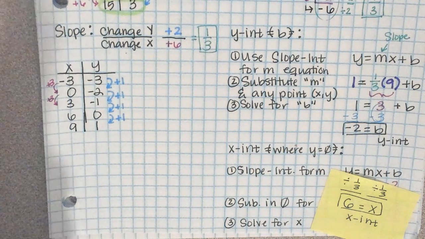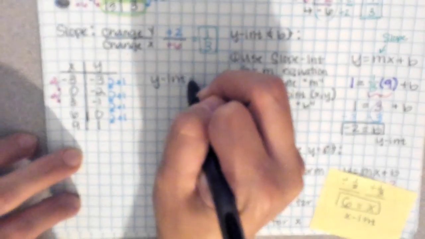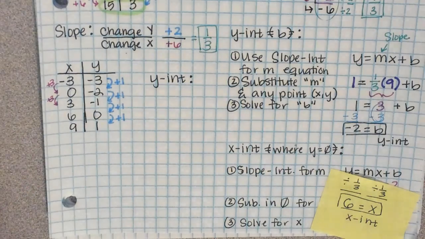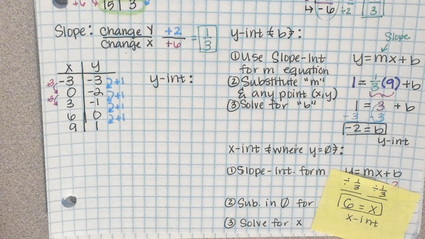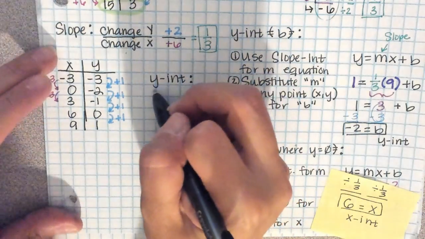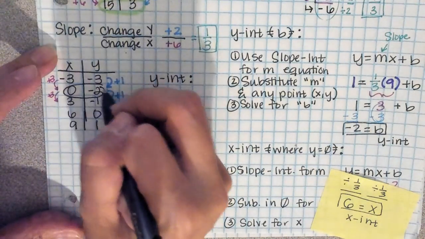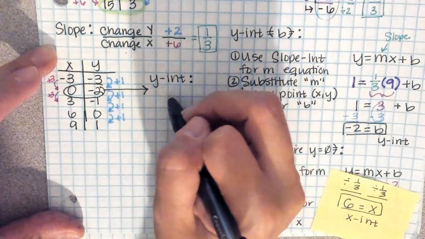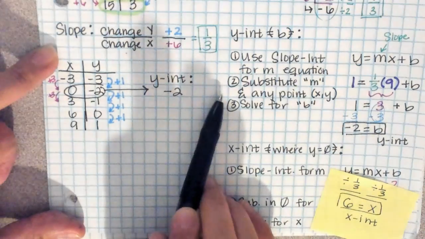My y-intercept is where x is equal to 0. Where is that value? Where x is equal to 0. -2. That's my y-intercept. -2. Same thing we got down here.